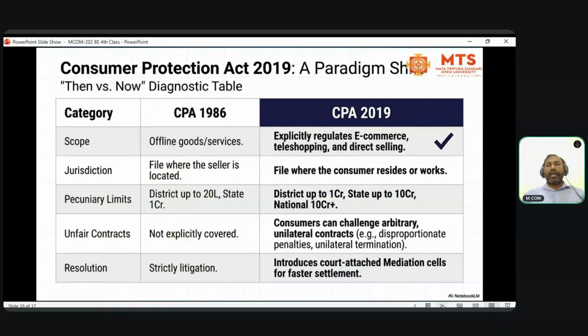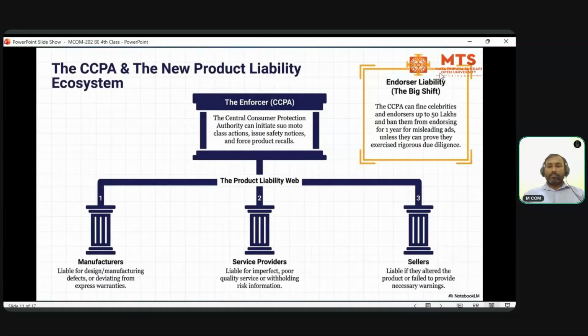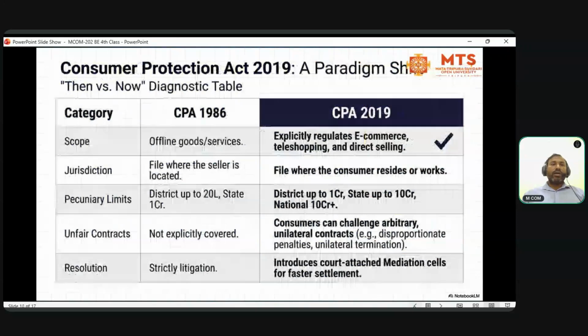Now the Consumer Protection Act 2019, a paradigm shift. So then versus now, the diagnostic table has categories: scope, jurisdiction, pecuniary limits, unfair contracts, and resolution, for CPA 1986 and CPA 2019.